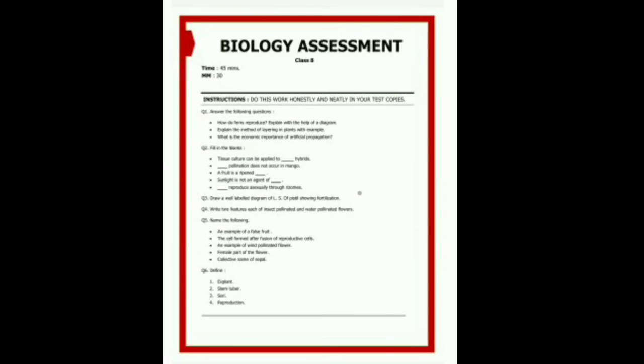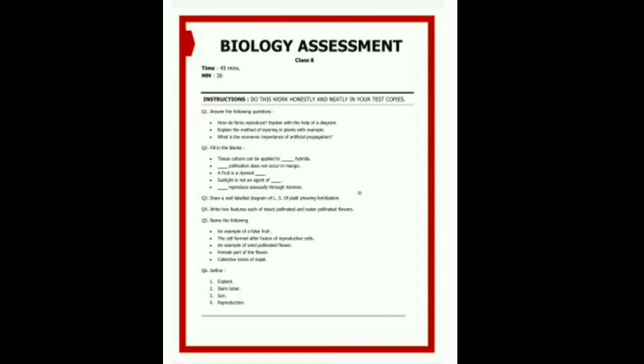Next question is, fill in the blanks. Tissue culture can be applied to blank hybrids, that is to interspecific hybrids. Self-pollination does not occur in mango. A fruit is a ripened blank, that is ripened ovary. Sunlight is not an agent of pollination. Blank reproduce asexually through rhizomes. That is, it can be ginger or turmeric, any of the answers.